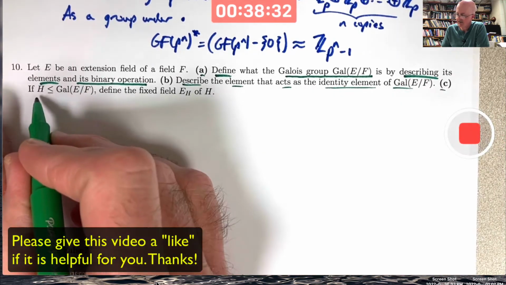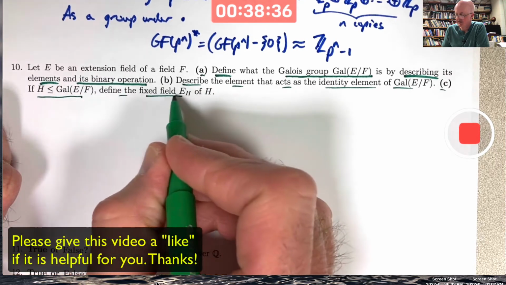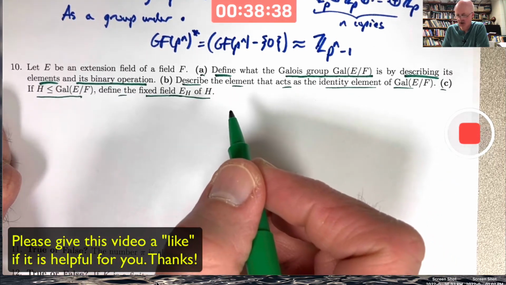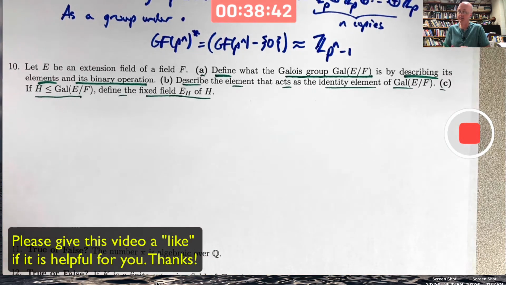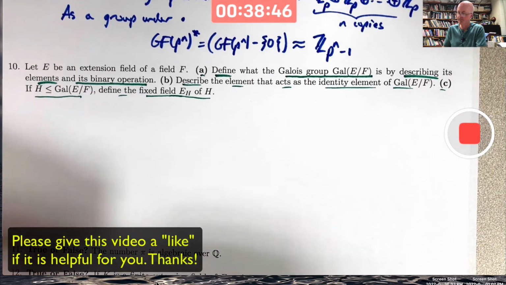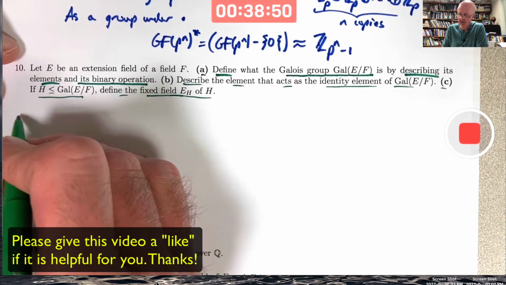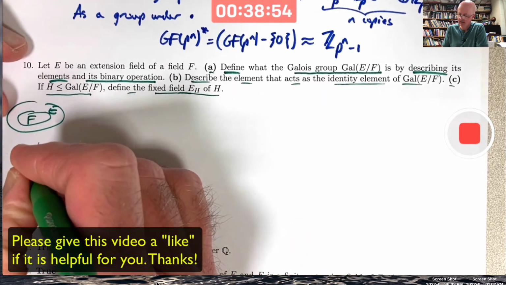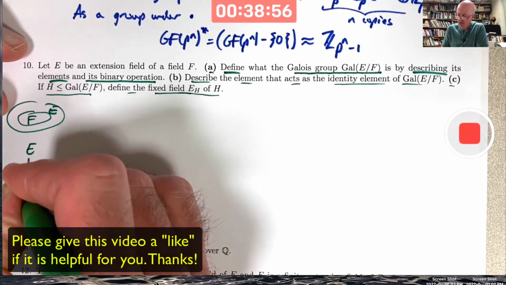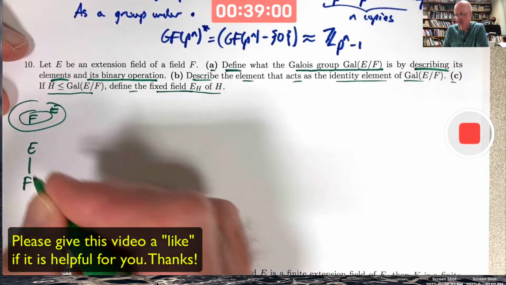Part C, if H is a subgroup of the Galois group, define what's called the fixed field E sub H of H. So what is this? Okay, you've learned Galois theory or not, so you're either reviewing it or you're learning this for the first time. E is an extension field of F. You could make a drawing like this. It's also common to make a tower of fields, or you could call it a lattice of fields, where the smaller field is below the bigger one.